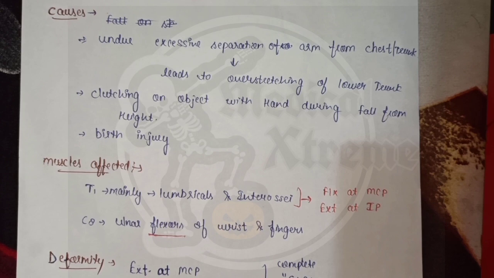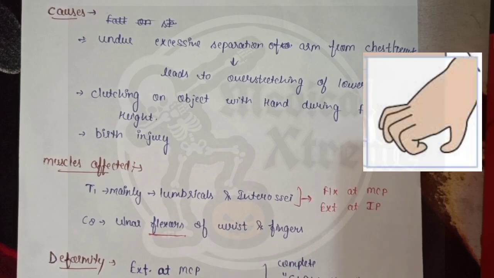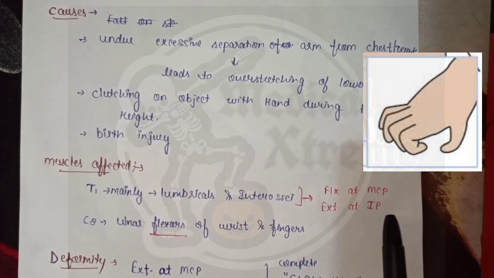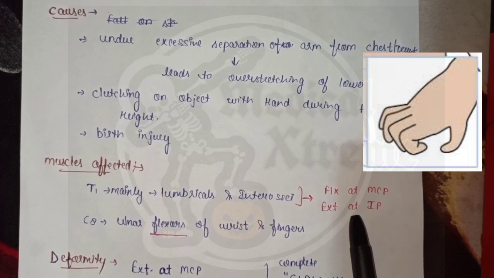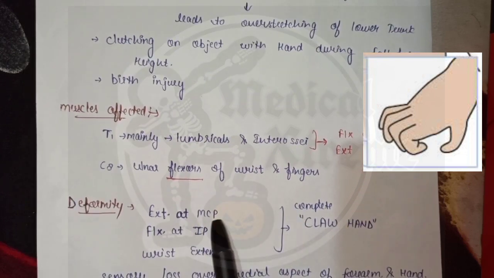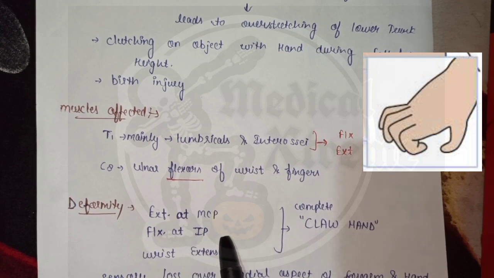After the injury the person will be unable to do these functions, so the deformity will be a complete claw hand. The action at the metacarpophalangeal joint and interphalangeal joint will be the opposite of this: extension at the MCP joint, the metacarpophalangeal joint, and flexion at the interphalangeal joint.